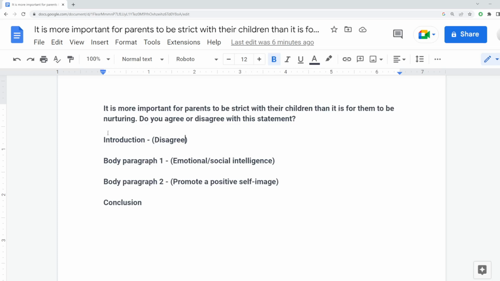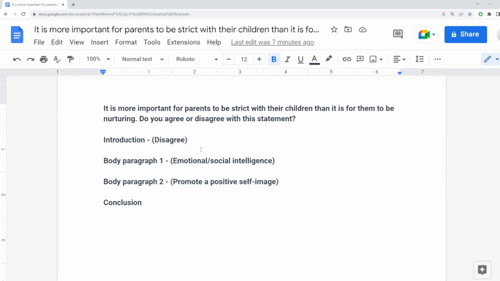Okay, so my introduction paragraph is going to give some background information about the topic. It's going to declare the fact that I disagree with this sentence, okay? And then it's going to provide some sort of outline sentence to tell the reader what they can expect to see in the rest of the essay. Okay, so it's going to declare to the reader that in support of my position, I am going to use these supporting ideas. Okay?